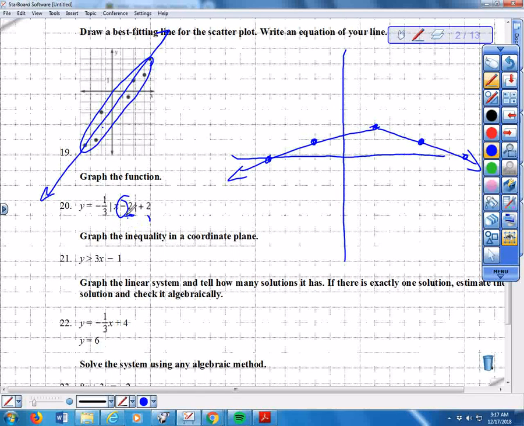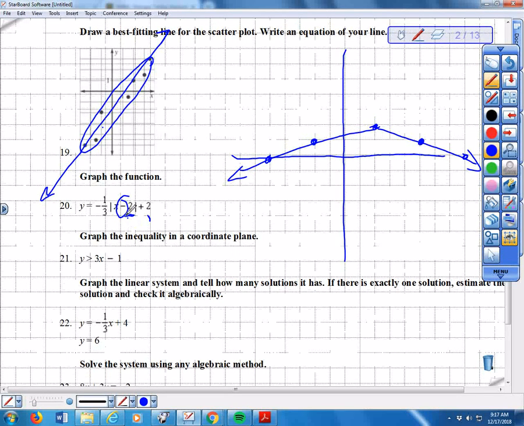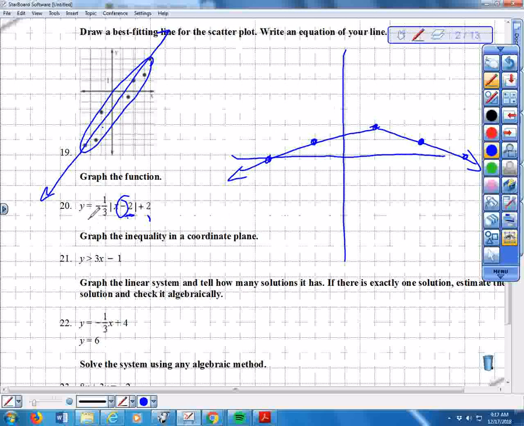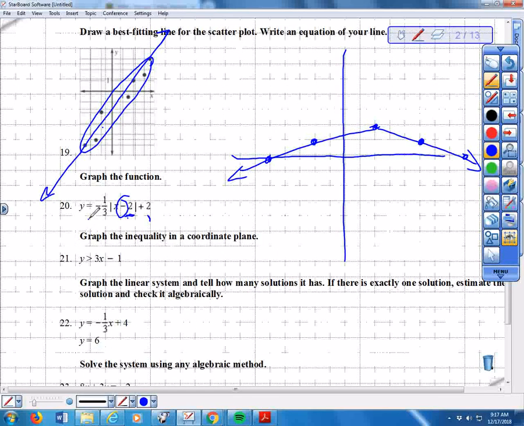Don't you have to shade? No, it's not an inequality, it's an equation. You only shade inequalities.